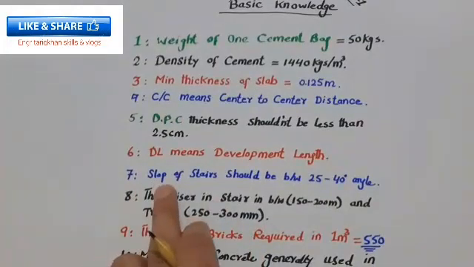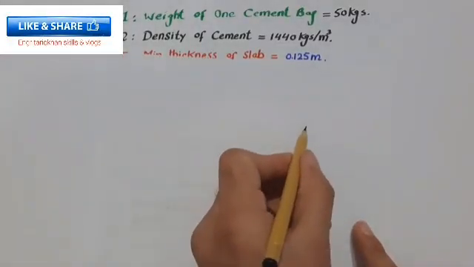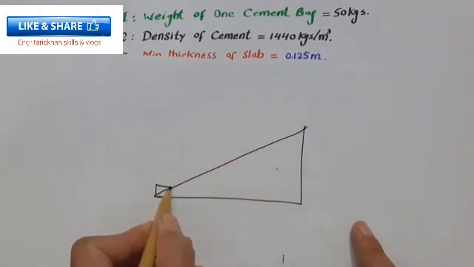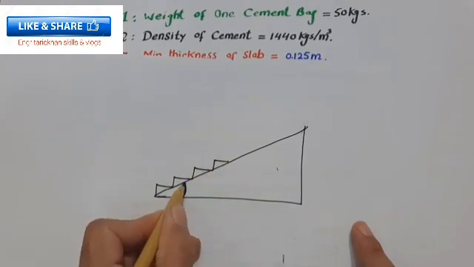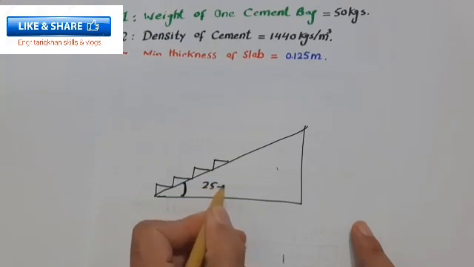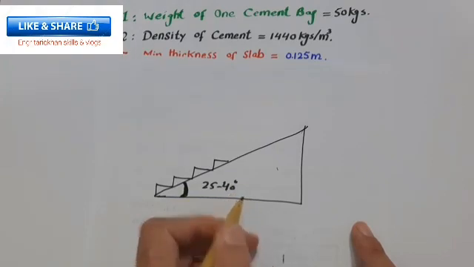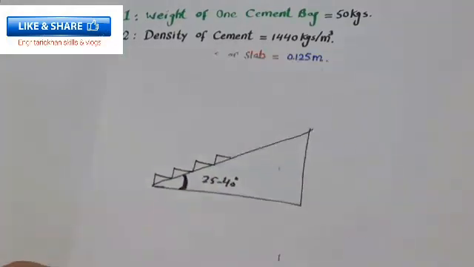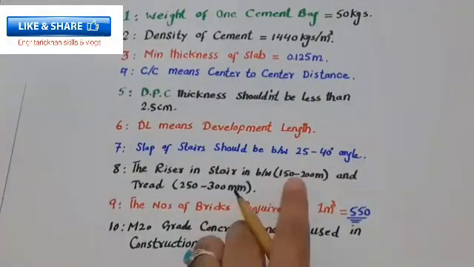The next one is, guys, seventh, the slope of a stair should be between 25 to 40 degrees. What does it mean? You can see this is a wall, this is a stair, and these are steps. This angle should be between 25 to 40 degrees. It should not be more than 40 degrees, otherwise people will face more problems when they are using these stairs.